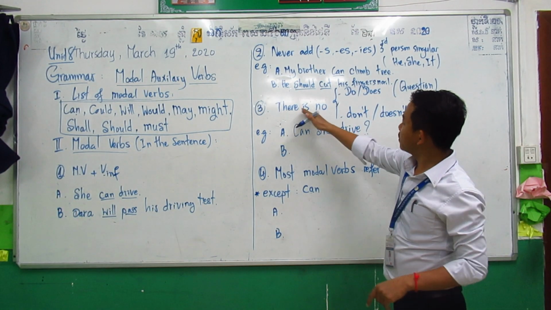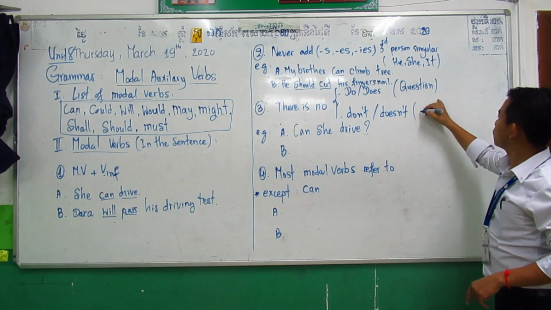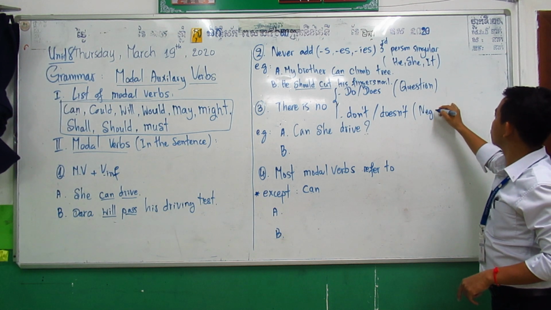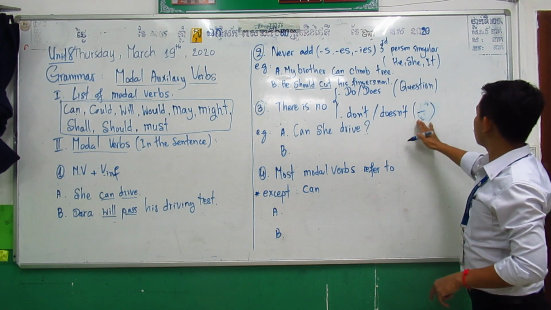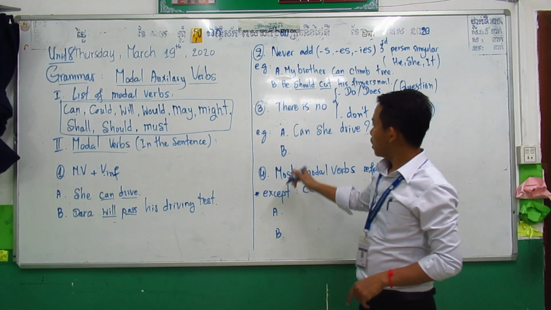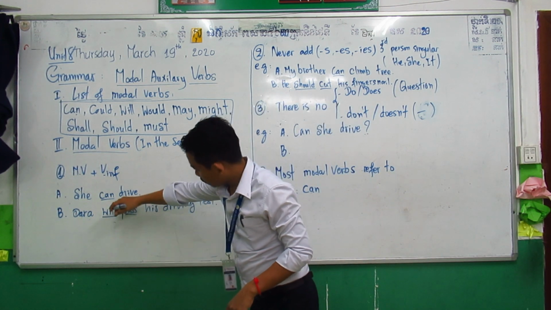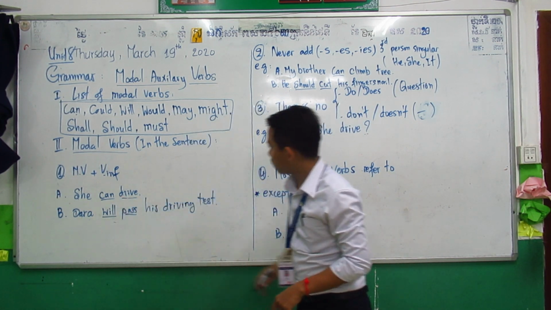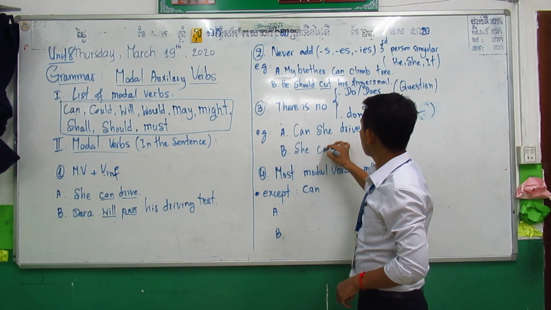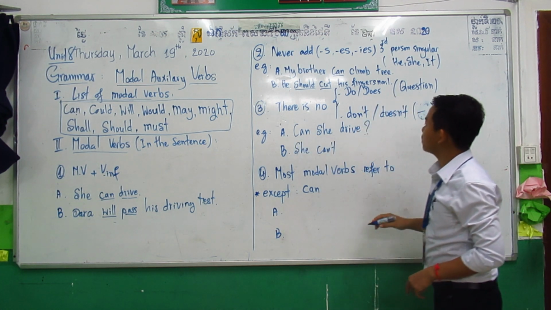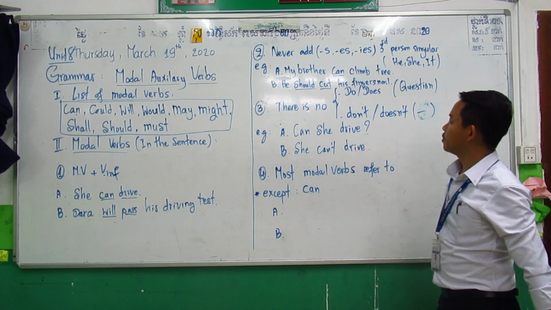What about negatives? There is no don't or doesn't. This refers to negative sentences. Example, you can use this example to make a negative. She can't drive. She can't drive.